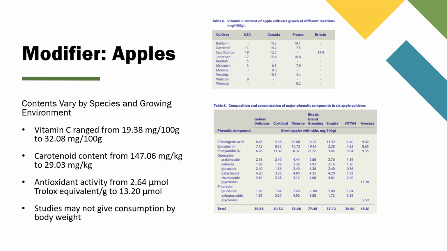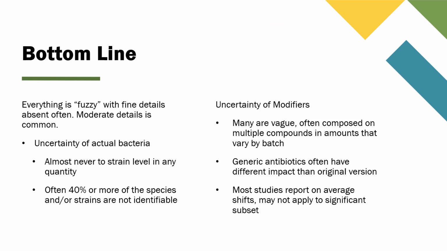impreciseness, with fuzziness, with any one of a dozen terms which, for most computer programs, you don't want to hear, because what it means is you have to start calculating probabilities. Which is not bad, but it is a different skill set than what you usually use with programming. Bottom line is everything is fuzzy, everything is imprecise, with fine details often absent. Moderate detail is common, and we have uncertainty about the actual bacteria.